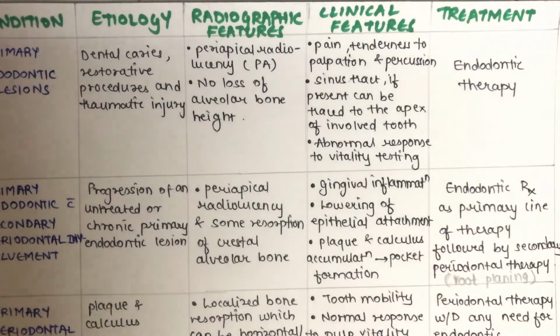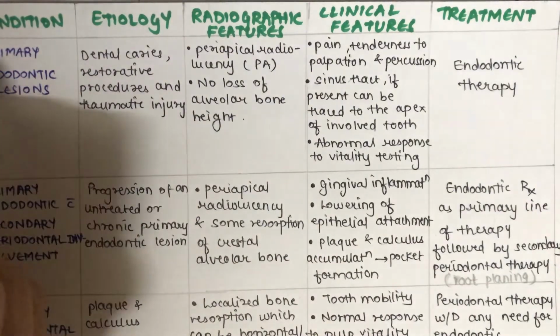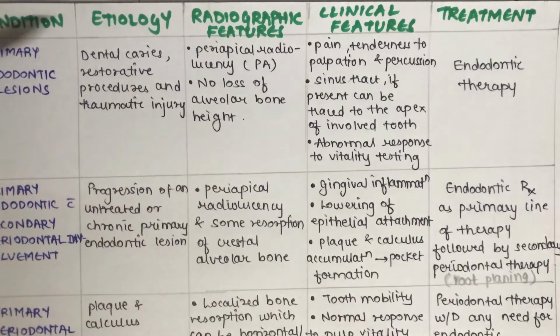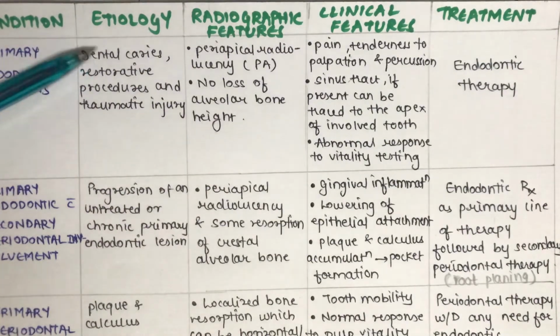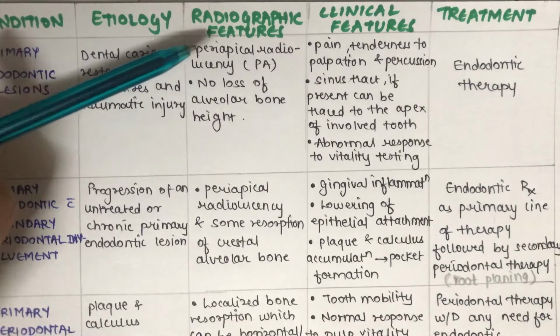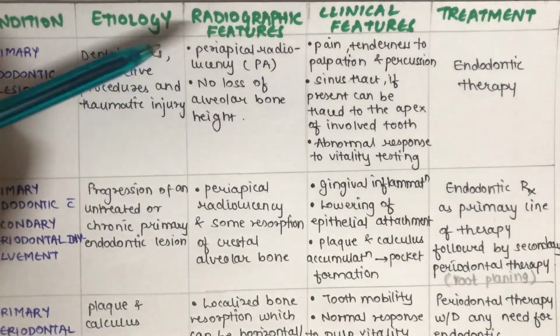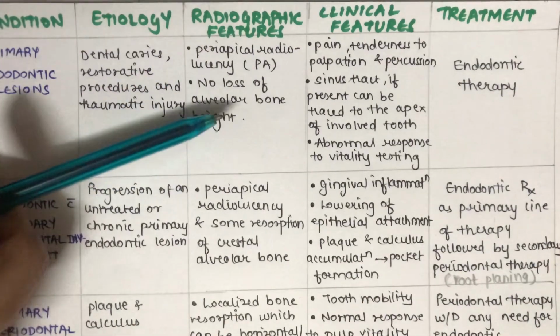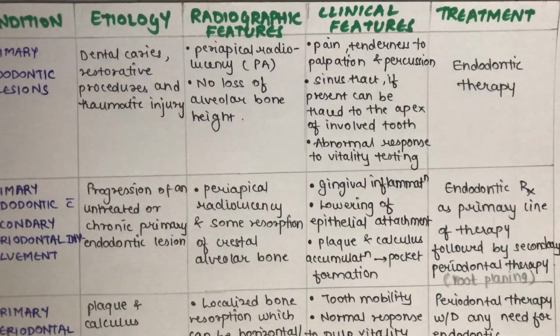So now starting with the individual lesions. So first is a primary endodontic lesion. So the etiology can be dental caries, restorative procedures, and traumatic injuries. Now in the radiograph you will see a periapical radiolucency if there is a periapical abscess present, and there is no loss of alveolar bone. Clinically you will see pain and tenderness to palpation and percussion.